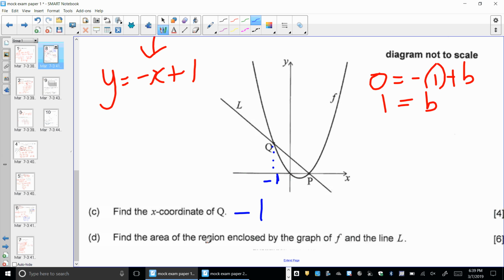Find the area of the region enclosed by the graph of f and the line L. Well, we know that areas between graphs are given by the integral, and our two limits are +1 and -1.